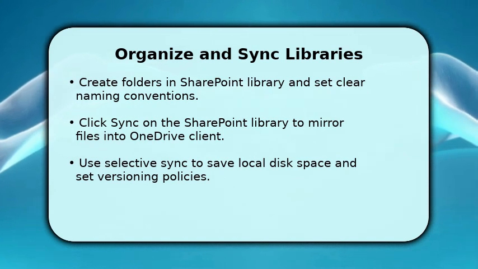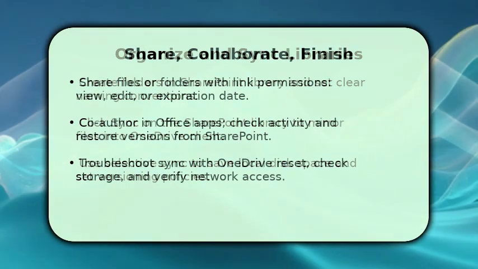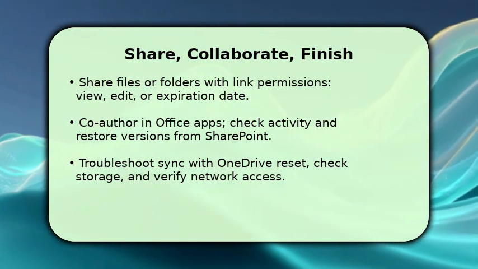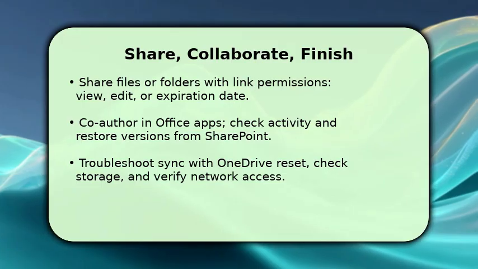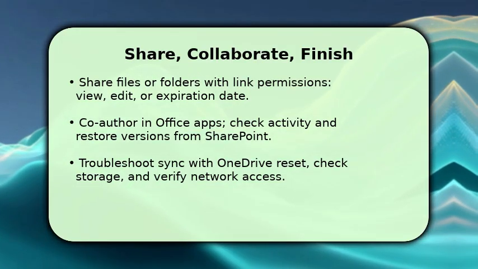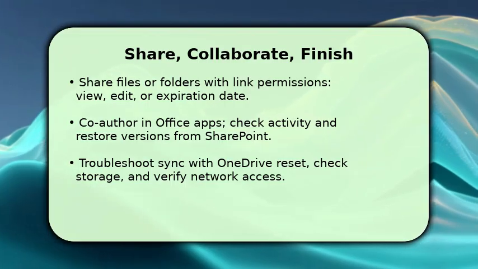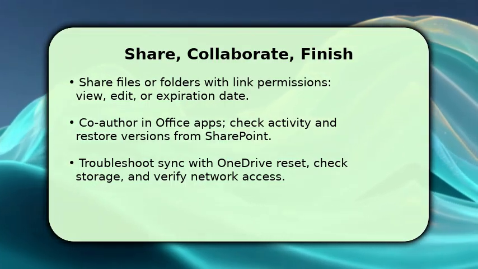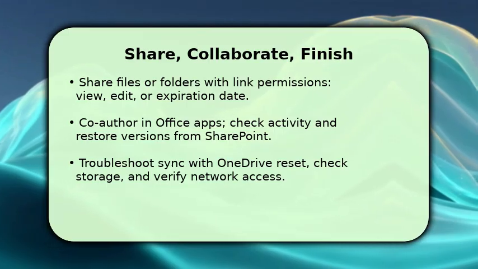Finally, share links from either OneDrive or SharePoint and choose Edit or View permissions so collaborators access exactly what they need. You can co-author in Word, Excel, and PowerPoint. Make sure autosave is on so changes sync continuously. Once work is complete, move or archive files in SharePoint and adjust permissions.